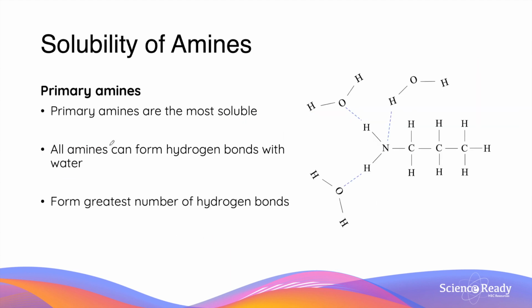Let's talk about solubility. In general, amines are relatively soluble. Primary amines are the most soluble amongst the different types of amines, as they can form the most hydrogen bonds. As you can see in this diagram here, each molecule of primary amine has 2 hydrogen atoms bound to a nitrogen, and each atom here can donate 1 hydrogen bond with the oxygen atom in water molecules. At the same time, the lone pair of electrons on a nitrogen atom can also accept 1 additional hydrogen bond from the hydrogen atom of water.